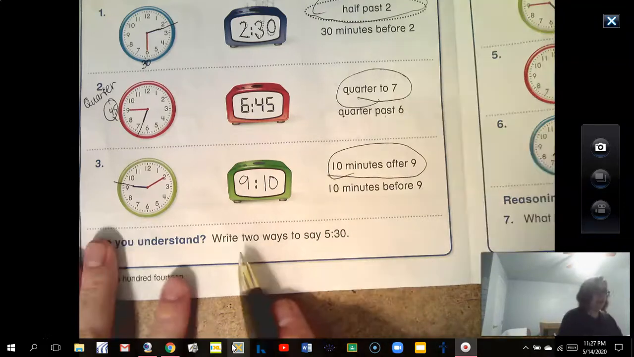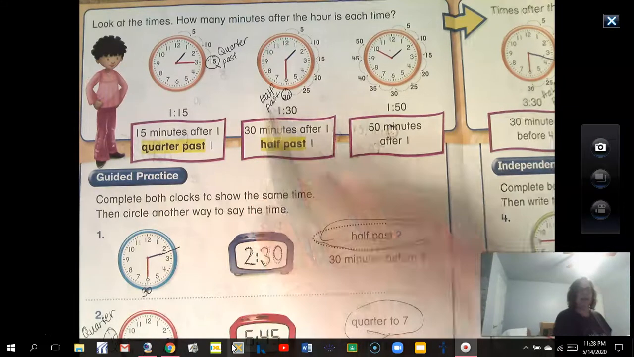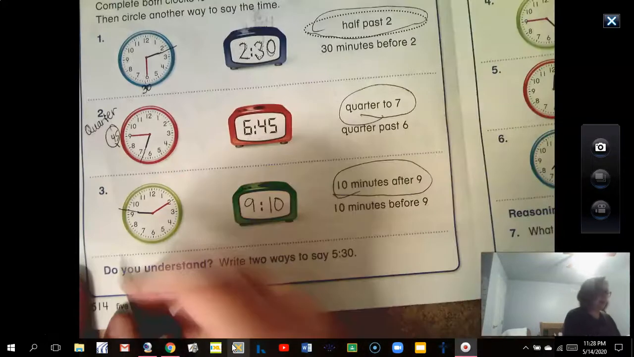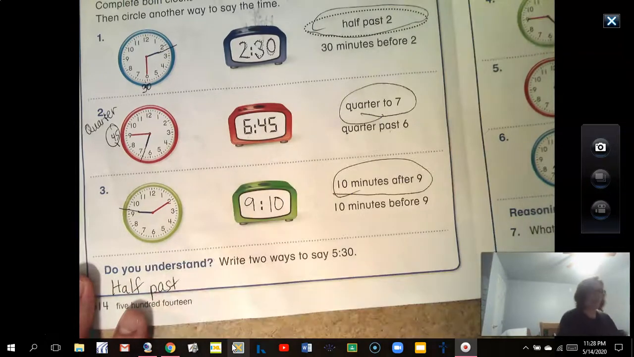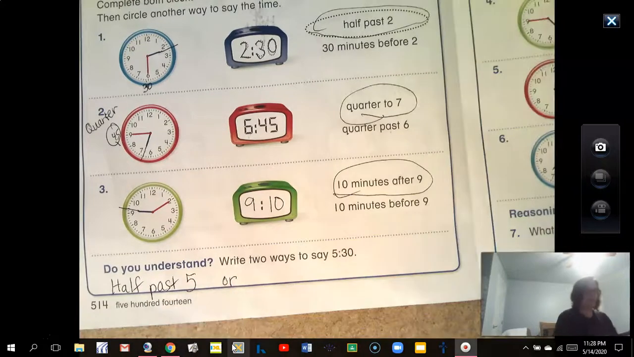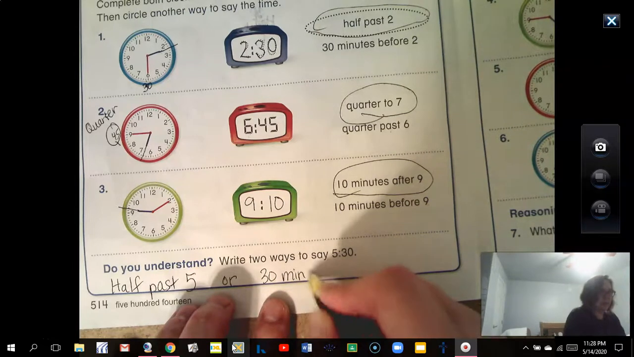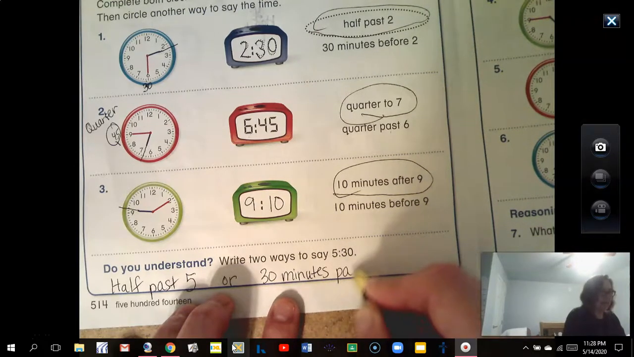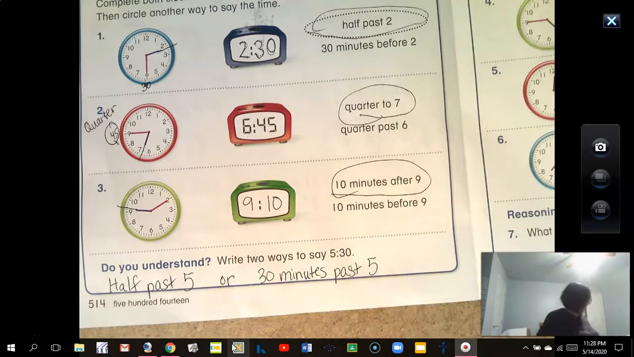Okay? Write 2 ways to say 5:30. Well, remember, up here, half past. So we would say half past, what's the hour? 5, half past 5. Or we could say how many minutes? 30 minutes past what time? 30 minutes past 5. So there's 2 different ways to say it.